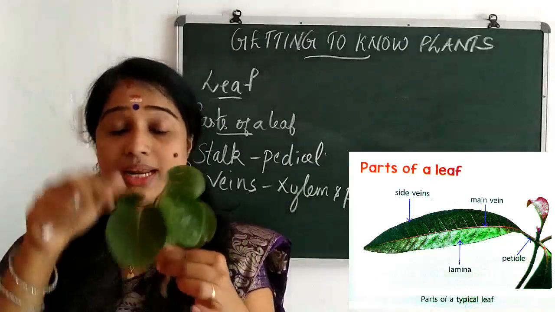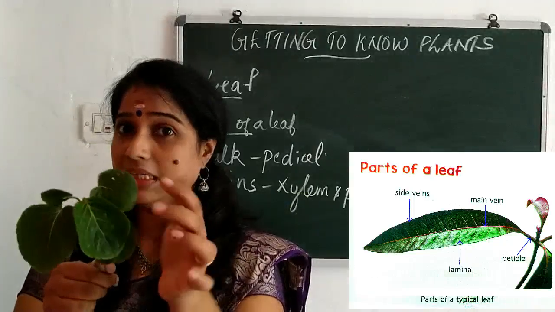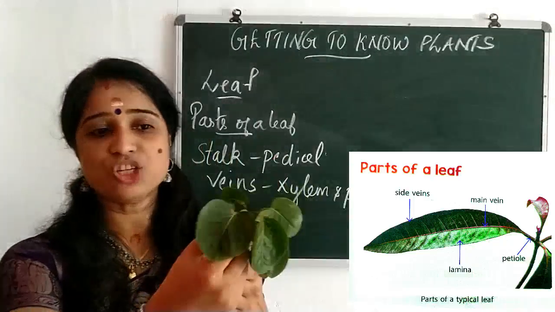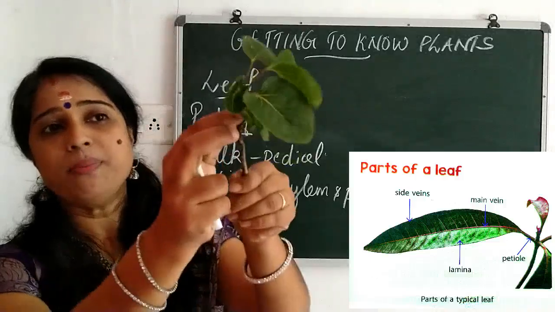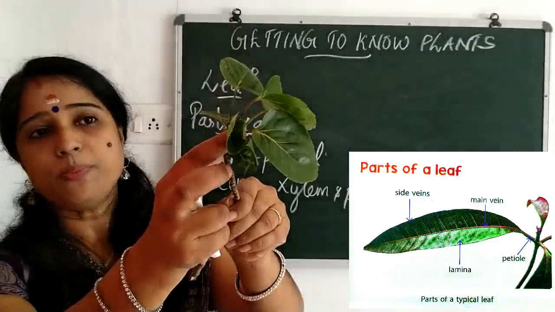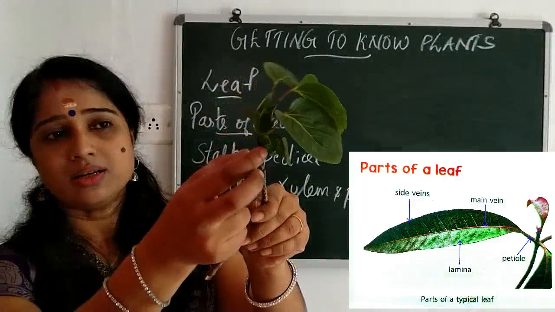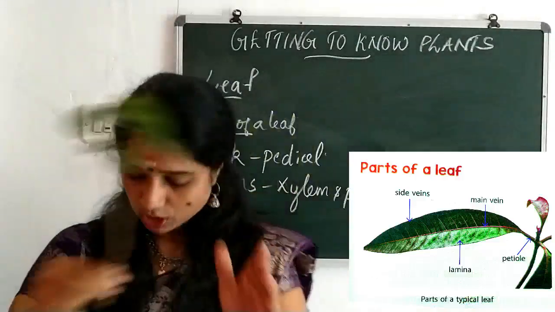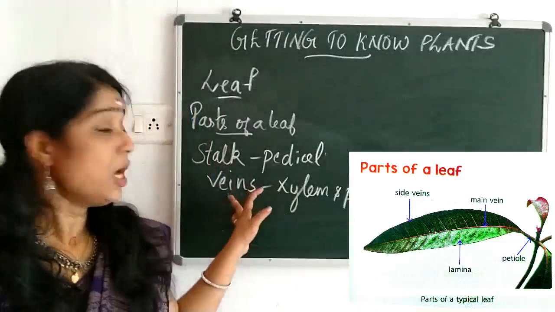So in the leaf, the xylem and the phloem can be seen very clearly, and the xylem and phloem are attached and connect to the pedicel. I hope it is clear, through the pedicel they come in contact with the xylem and phloem of the stem. Clear? So this is about the second part, that is the veins.